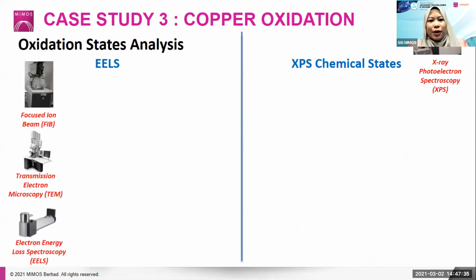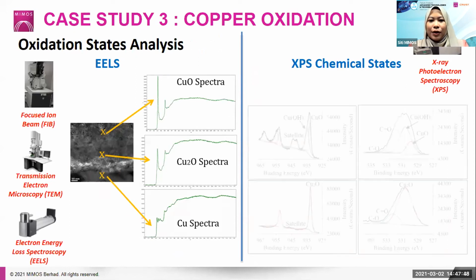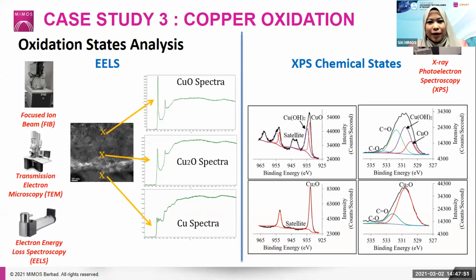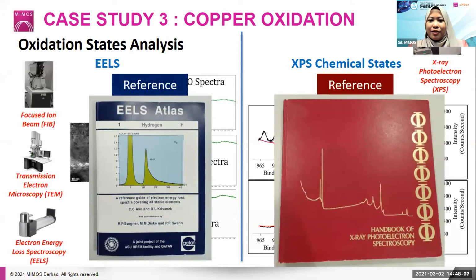Okay, and for the oxidation state analysis, we can also obtain the CuO spectra, Cu2O spectra, and even the spectra for the bulk copper. And for the XPS, we can also obtain the chemical state by doing this analysis. Like in this case, you can see there is a copper hydroxide on the sample surface. And of course, EELS will require a reference standard. Same goes for XPS. A reference standard also is a must for us to determine the chemical state or the oxidation state for this copper oxide.